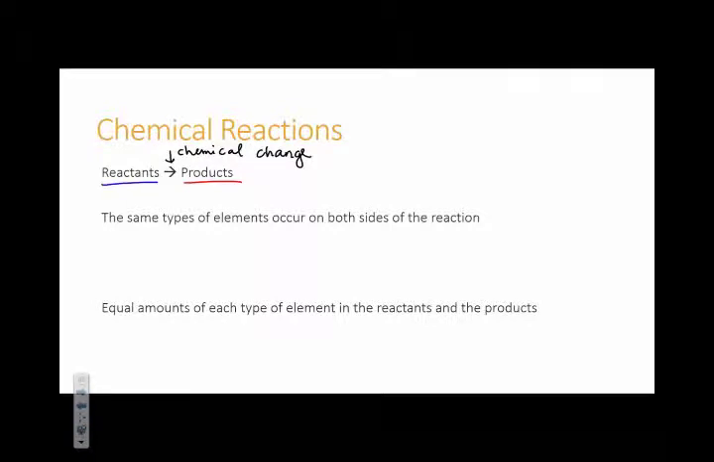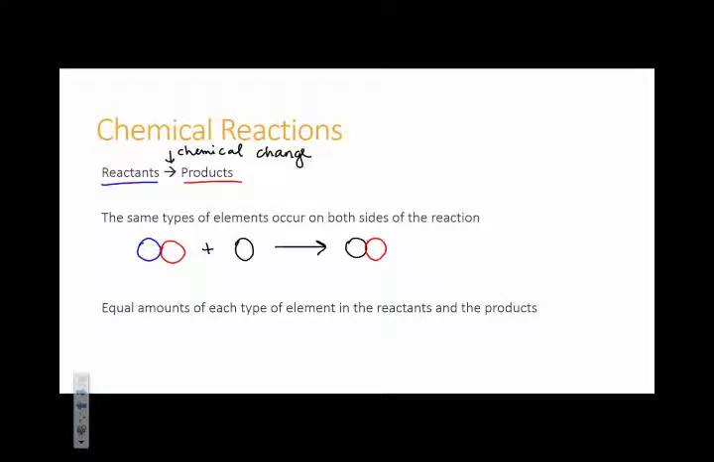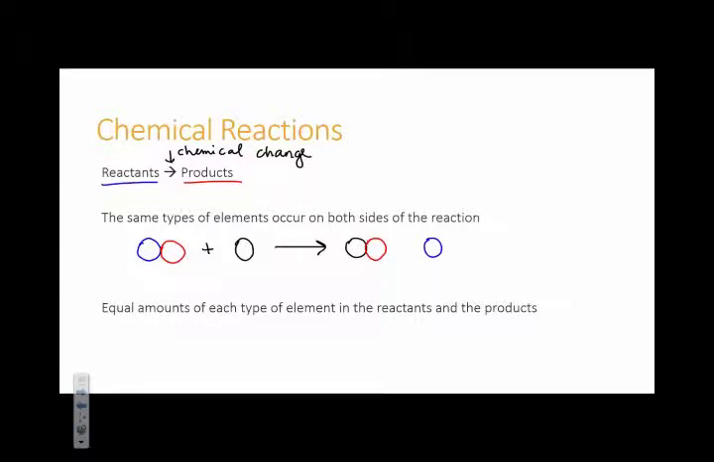The first one is that the same types of elements occur on both sides of the reaction. So if I have a reaction that has one blue element and one red element, and they make a molecule, and they are reacting with one black element, those are my reactants. Then I have my reaction arrow. And my products, let's say, are my black element has now formed a compound with my red element, and my blue element is now by itself.